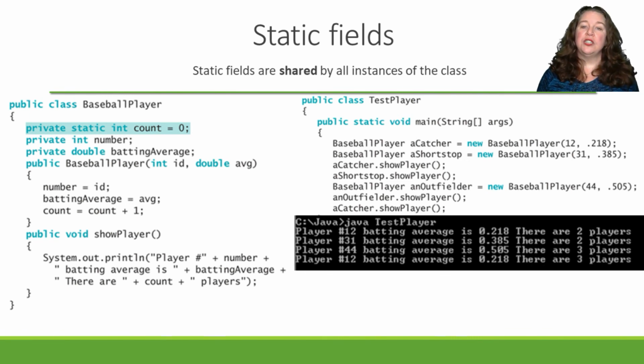So you can see in your test player here, both with the example of the code and with the output, the increase in how many players were there when I showed them. So the first 2, 12 and 31, were added and they had 2 players at that point. Then we added the outfielder, and the catcher now says that there are 3 players because that static field is shared by all instances of the class. It is not specific to the instance.